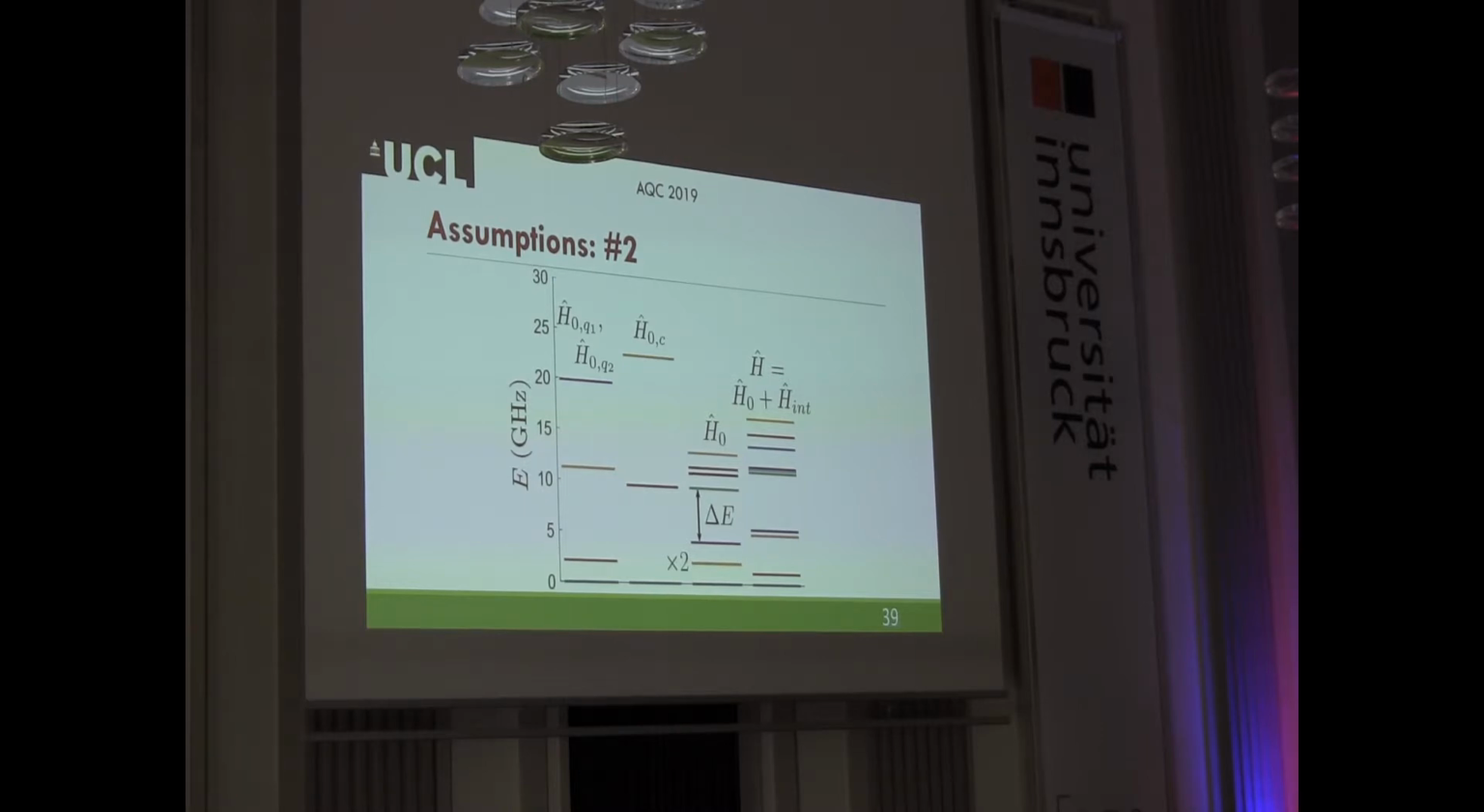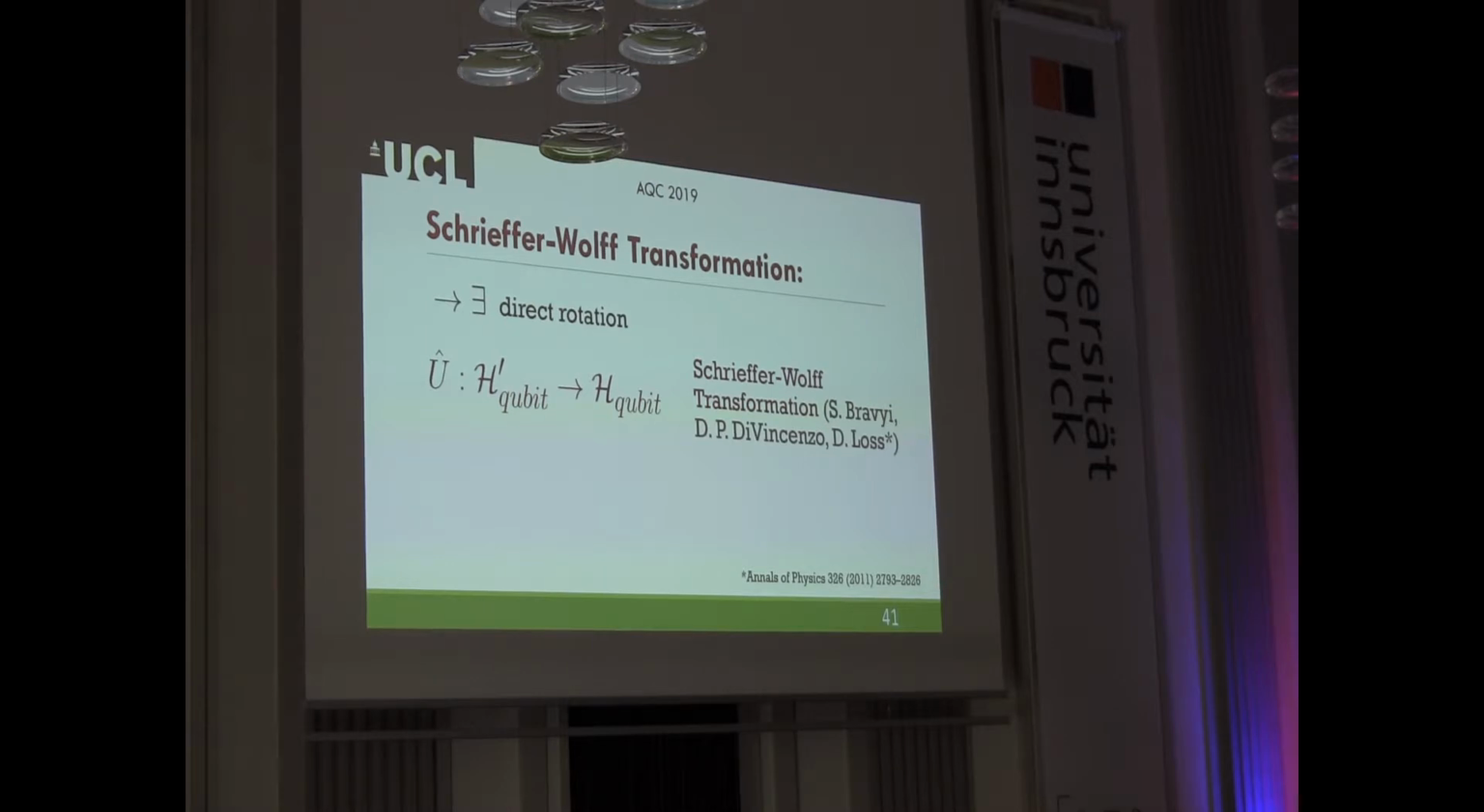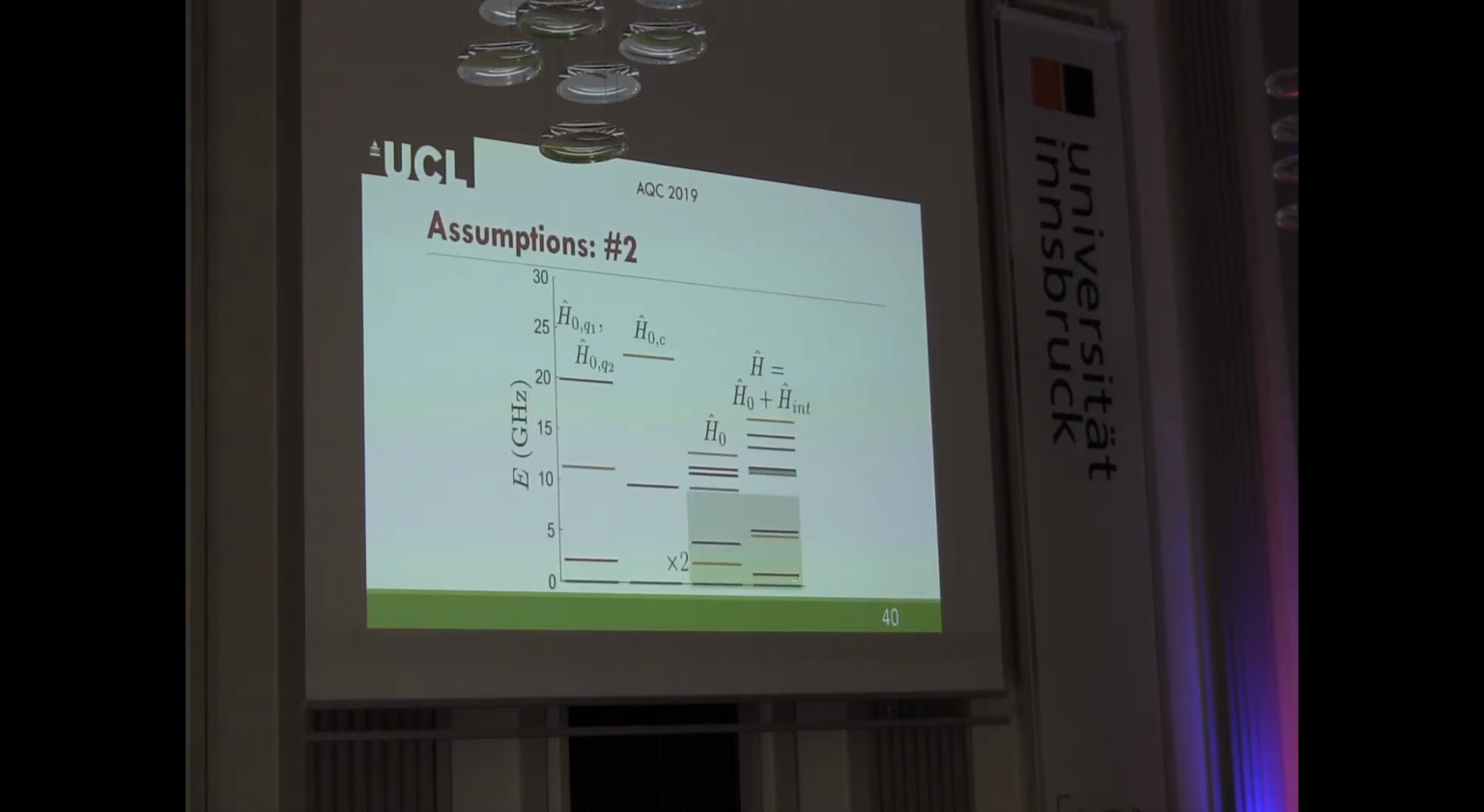And graphically, this means that the fifth state here is far enough that when we introduce the interaction, we still have four states there at the bottom, separated from the others.